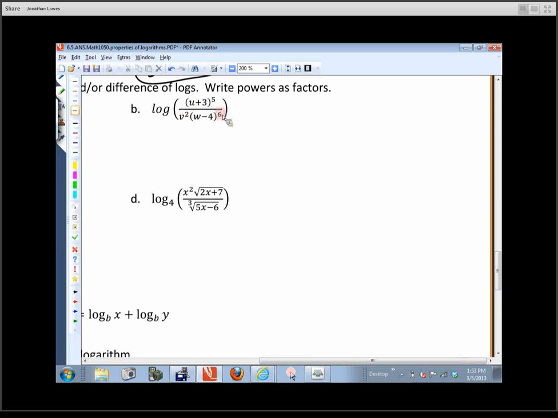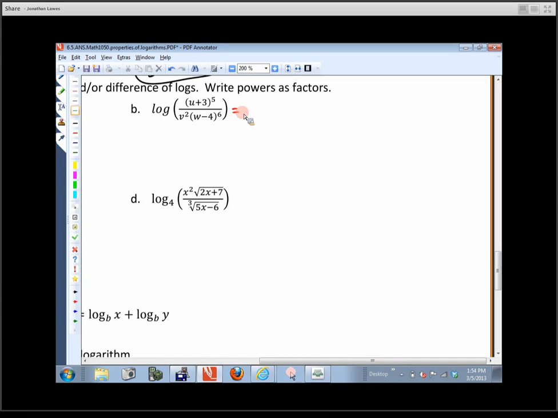Got some powers here, got some division, got some multiplication. Any ideas? There is going to be a minus in there. How many terms are we going to break this into? 3.